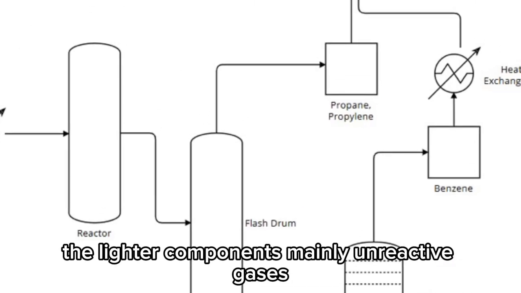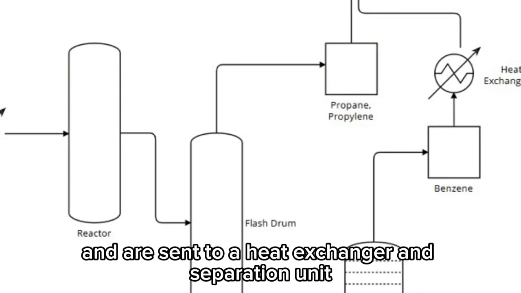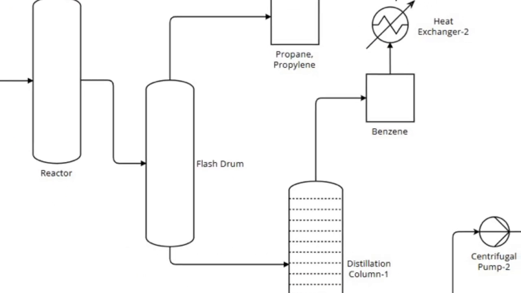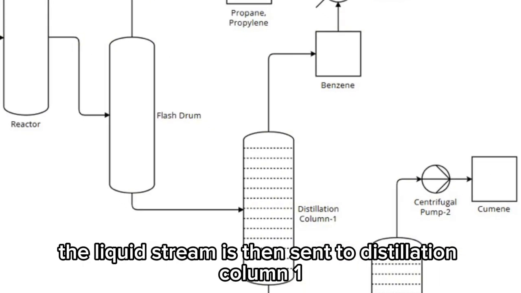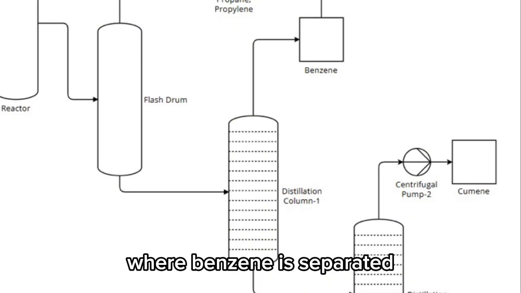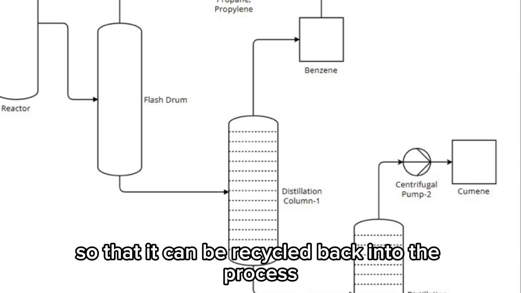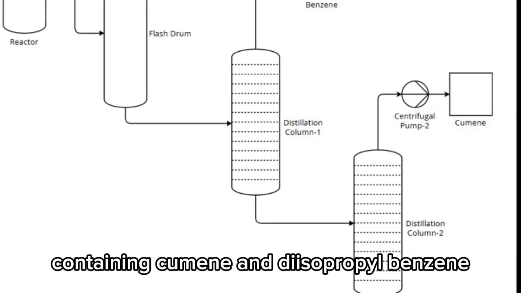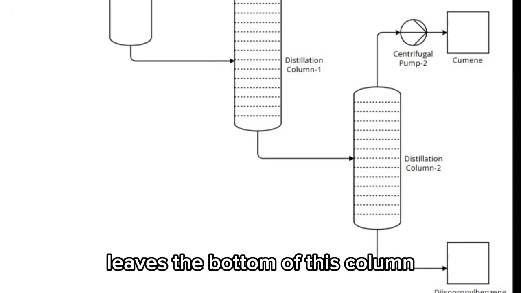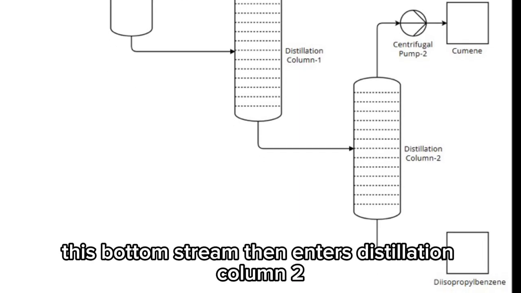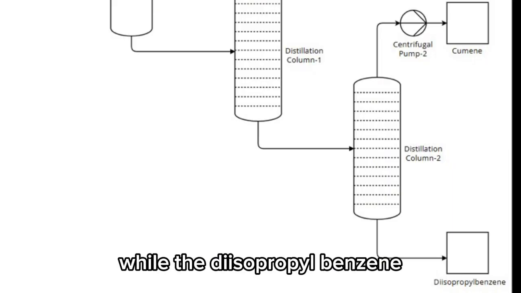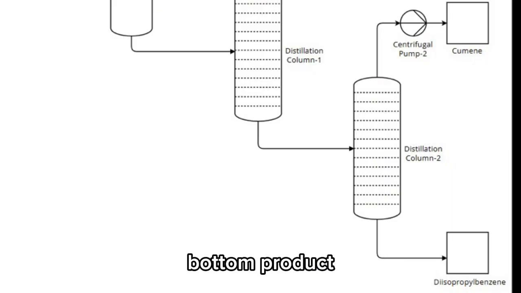The lighter components, mainly unreacted gases, leave from the top and are sent to a heat exchanger and separation unit for recycling, while the heavy liquid stream continues to the separation section. The liquid stream is then sent to distillation column 1, where benzene is separated and recovered from the overhead stream so that it can be recycled back into the process. The heavier mixture containing cumene and diisopropyl benzene leaves the bottom of this column. This bottom stream then enters distillation column 2, where cumene is separated as the main product, while diisopropyl benzene is removed as the heavier bottom product.